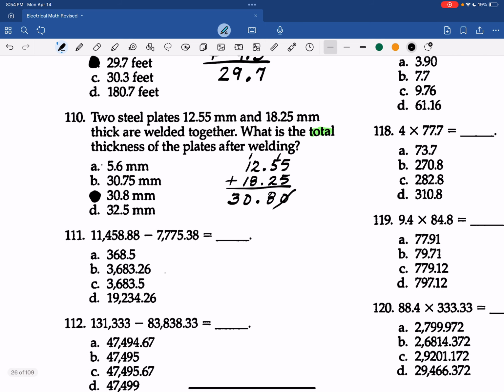Let me show you why you can drop that extraneous 0. 0.80 is the same as 80/100, and you can drop that extraneous 0.